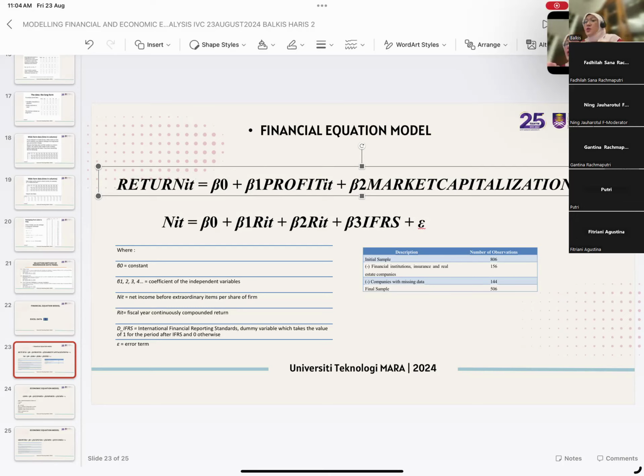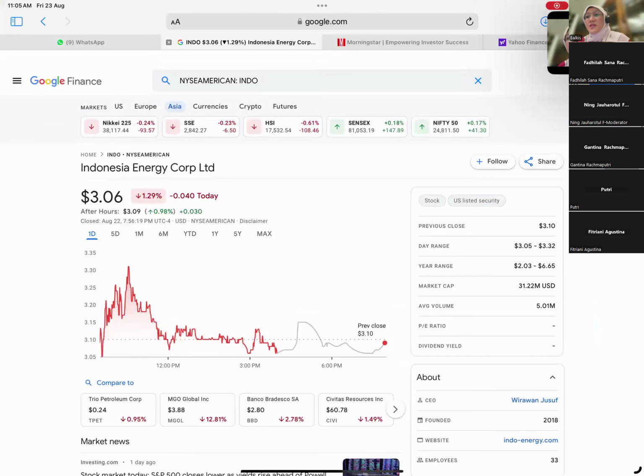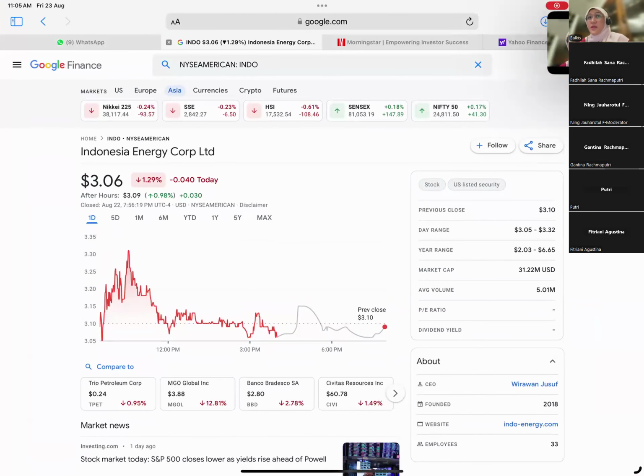Because we have several companies for several quarters, for 10 years, for example, therefore it is also known as panel data. So that is for the financial equation data. Where to get all the stock prices? You can get the stock prices from Google Finance, Yahoo Finance, or DataStream.